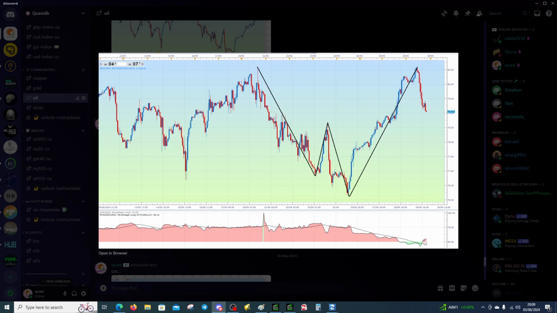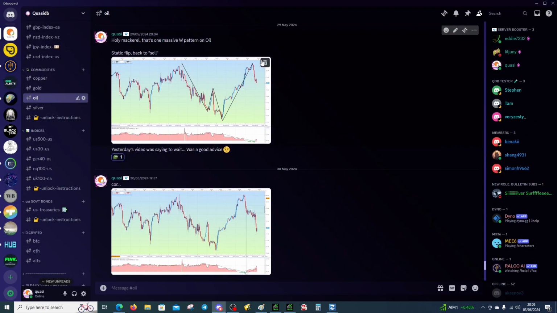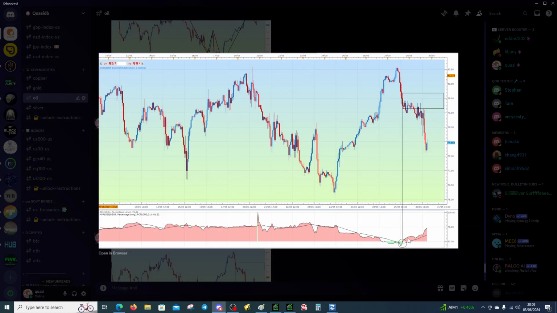So this was a trap. And I was saying, from a technical perspective, we've made a W. So you'd want to be really careful about buying up there. And look what's happened. There's that harmonic. And we created that resistance. There's that W. Strong resistance.